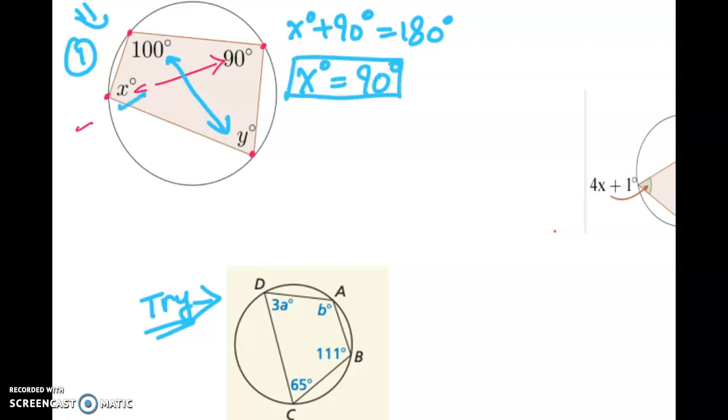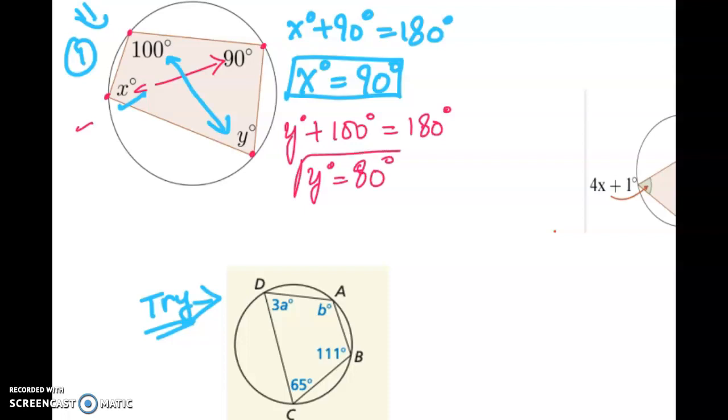Let's find out what y degrees is. The same thing. y degrees plus 100 degrees should be equal to 180 degrees. Using the one-step equation, that will be equal to 80 degrees. The answer is right there. I solved one question for you. You try the second question on your own. Let me go to the third question that we have.